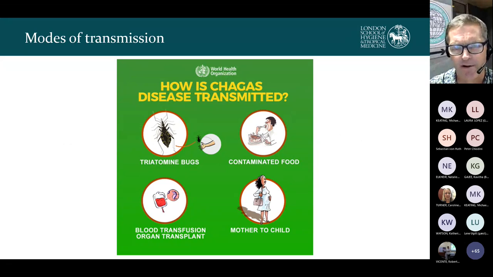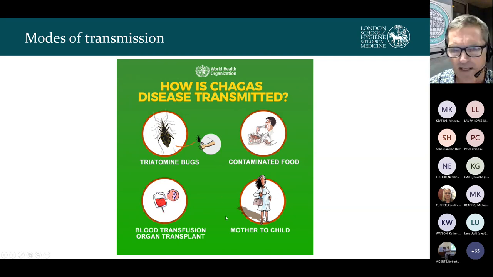This is a WHO infographic which really highlights the main modes of transmission. As well as the inoculation of triatomine feces after a bug bites you, you can also ingest the parasite if your food is contaminated with either the feces of the triatomine or indeed the triatomine itself. This comes about because people will make big vats of fruit juice, particularly acai juice, in the jungle, and if a bug falls in or some bug feces happens to be contaminating the fruit, then this is a way in which you might ingest it, and this does tend to cause outbreaks in endemic settings.